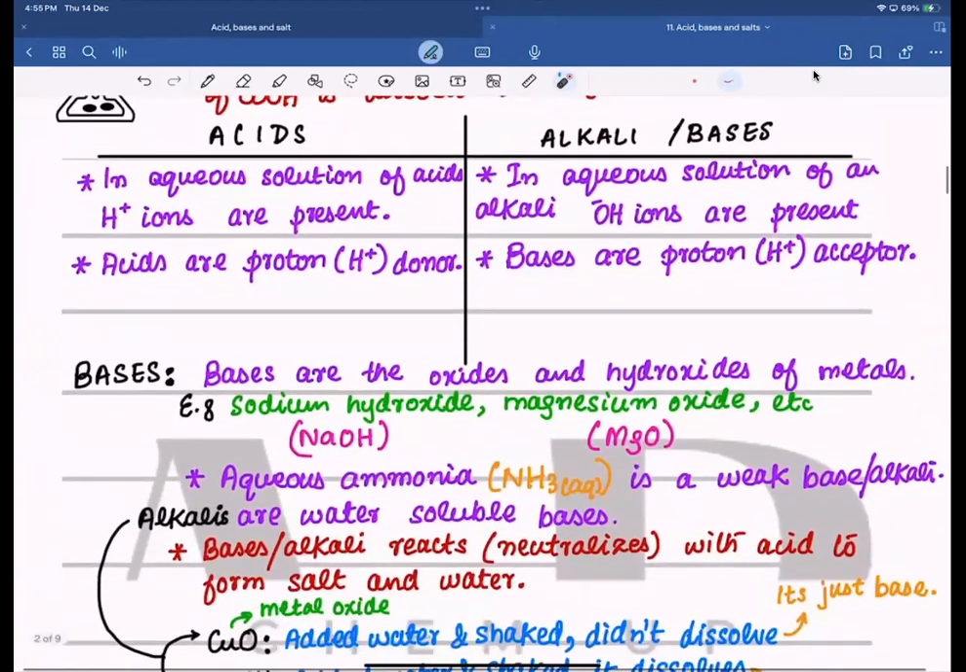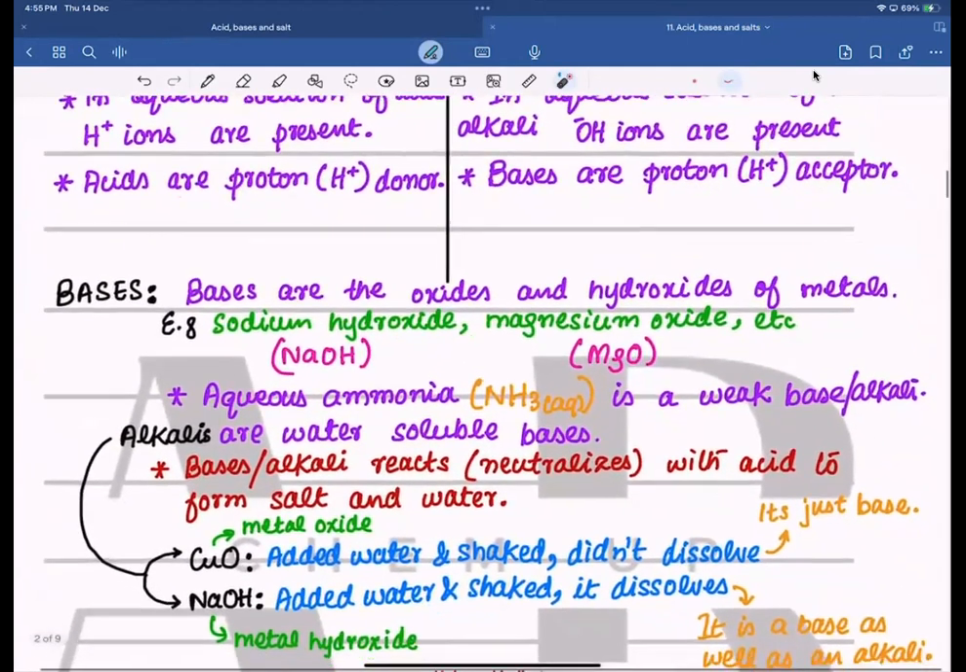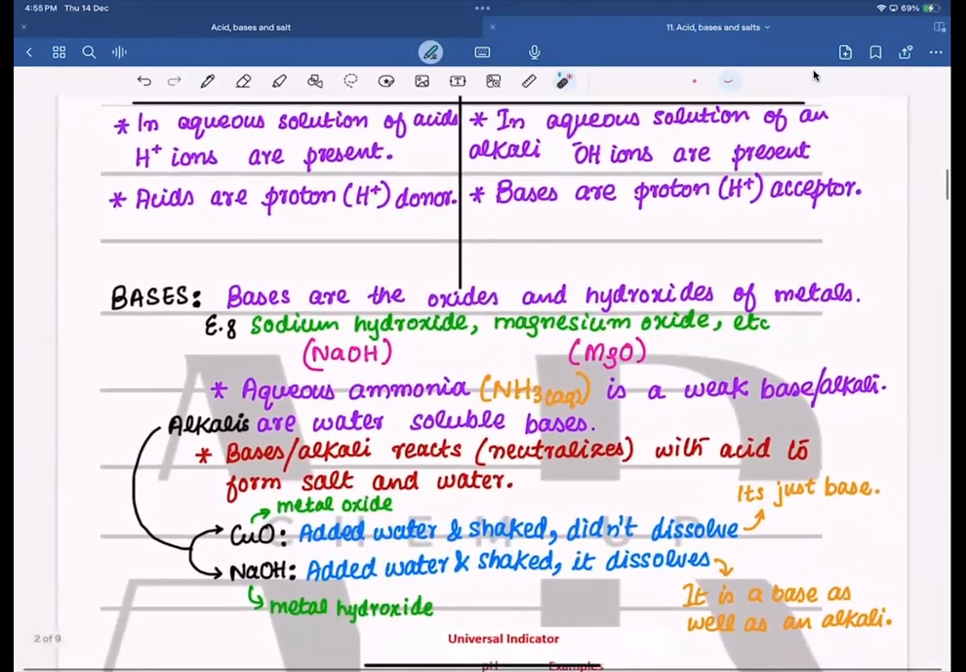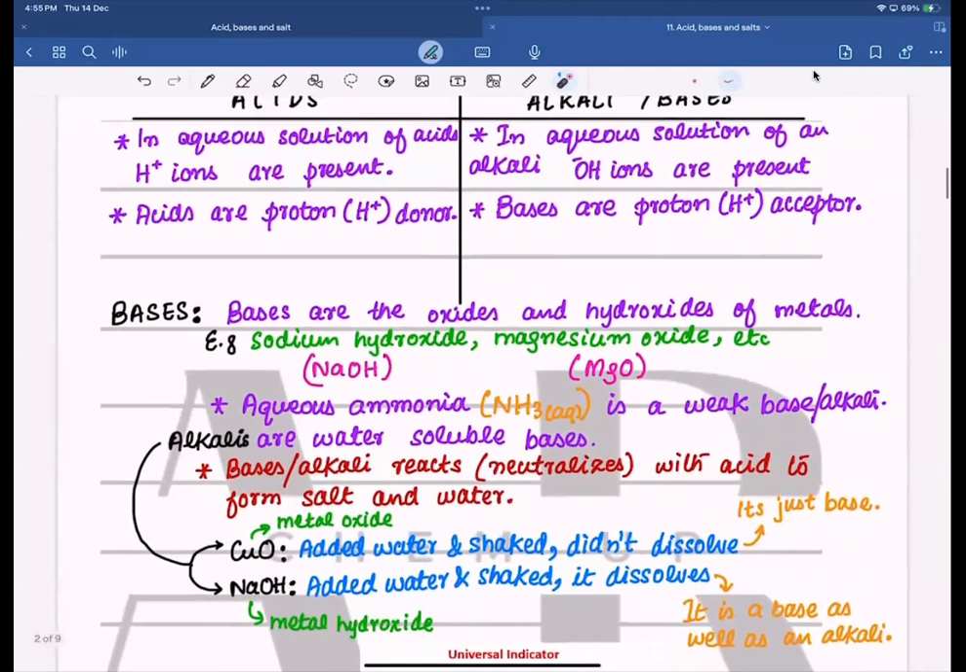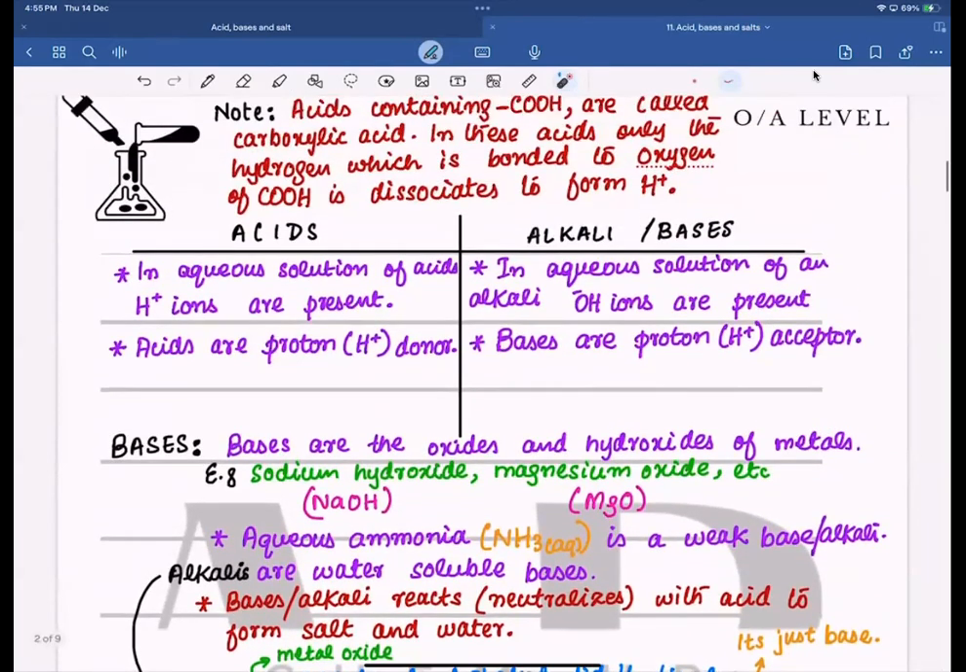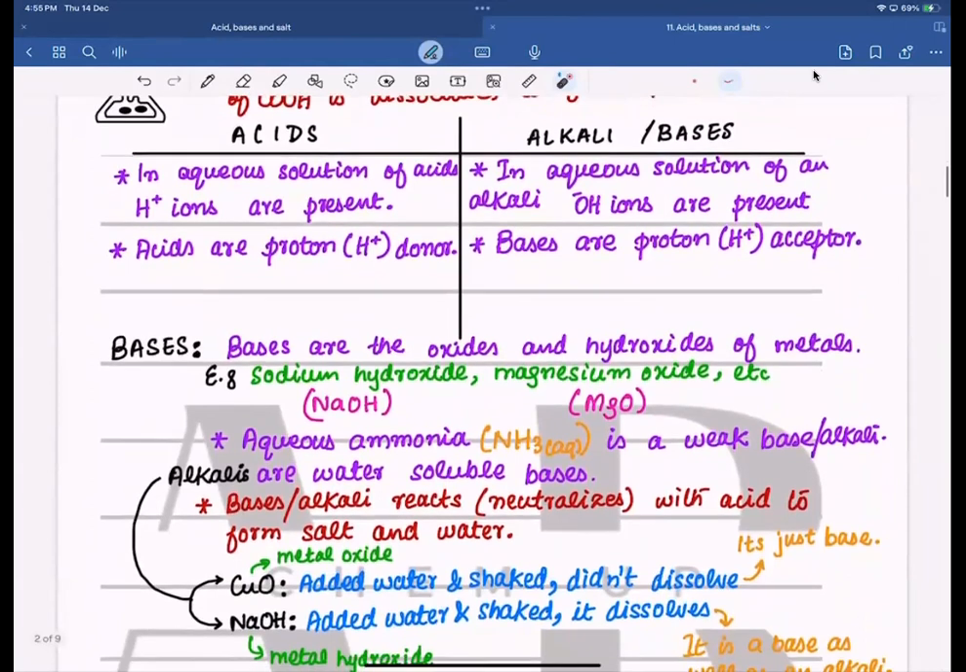Okay, so when we talk about bases, so if we look at the examples, what are bases? We have discussed that acids are the ones which produce hydrogen ions, right? So in a similar way, bases and alkalis are those which produce hydroxide ions when dissolved in water. And the other difference, acids are the ones which donate hydrogen ions, and the bases are the ones which accept hydrogen ions.